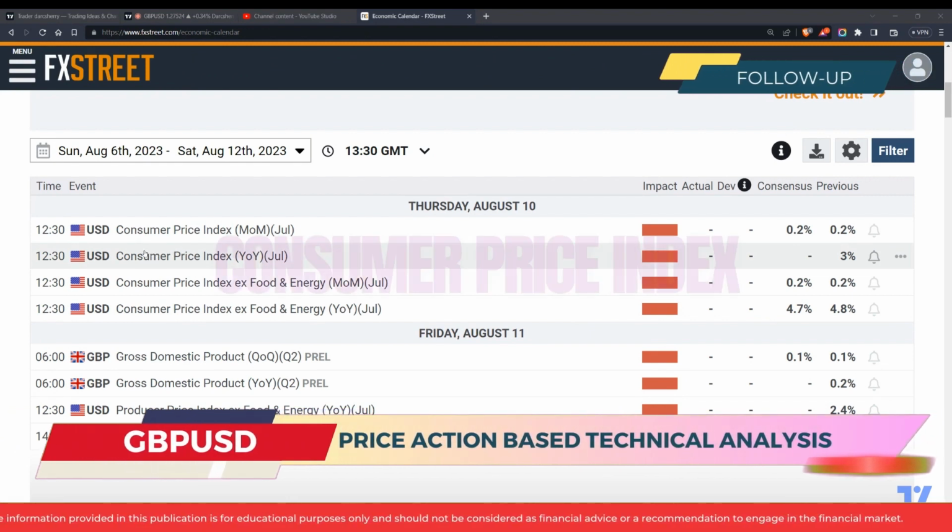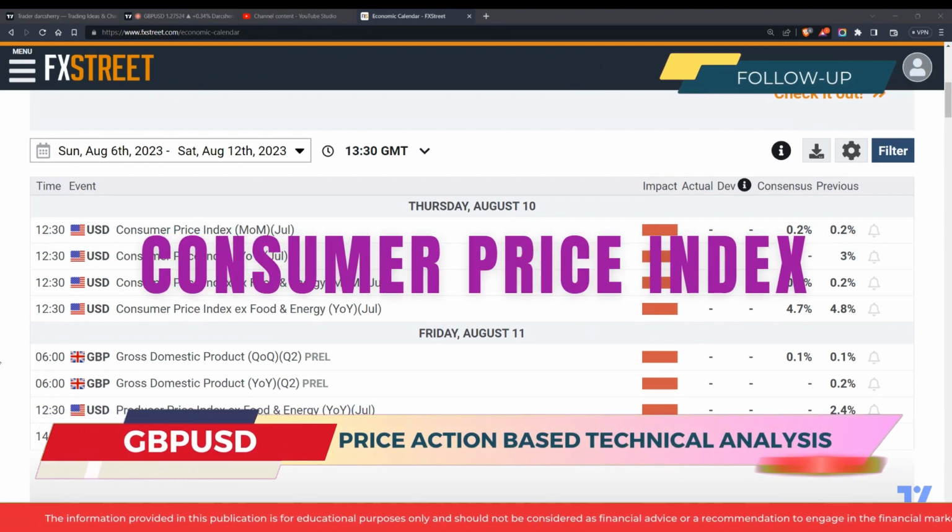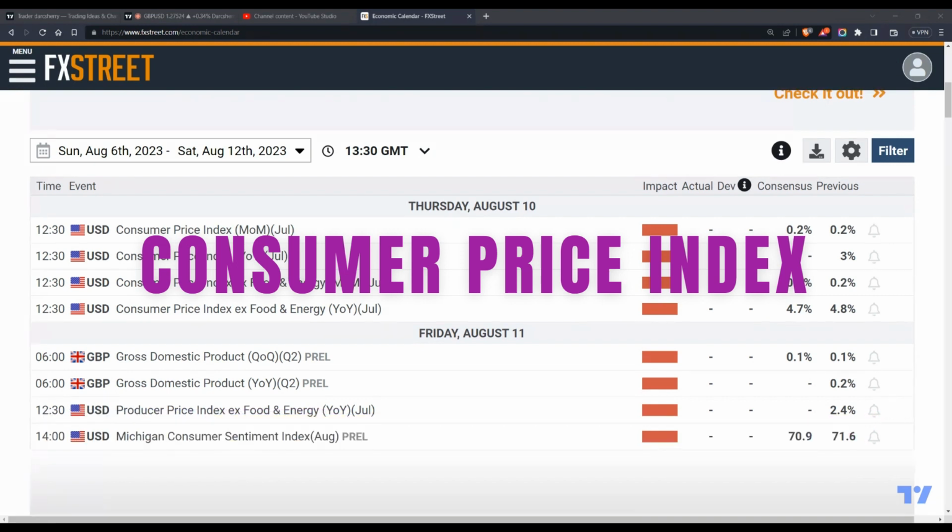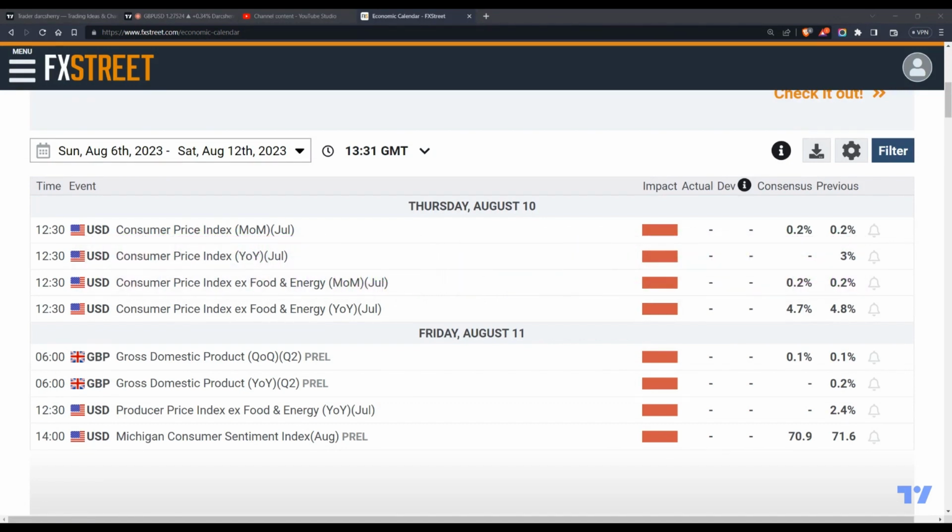And we have the consumer price index from the US economic docket. The consumer price index is the measure of inflation impacting the purchasing power of consumers and influencing market expectations about central banks' policies and interest rates.